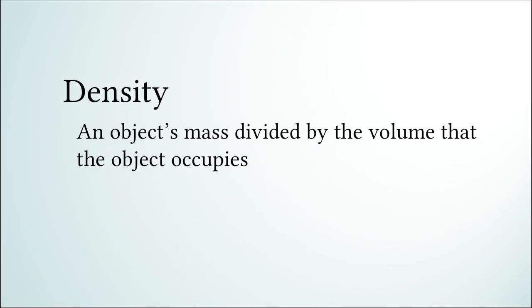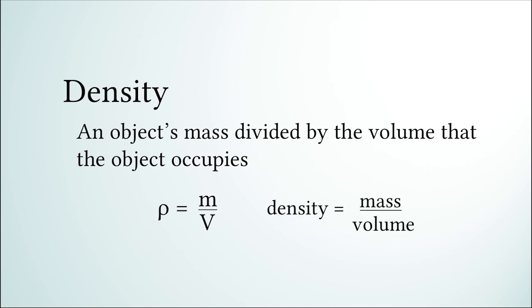Density is an object's mass divided by the volume that that object occupies. And that definition can be shown in this equation. This letter is the Greek letter rho, which represents density. The m is for an object's mass, and the v is for the object's volume. So this equation is the shorthand form of the definition of density. Density is an object's mass divided by its volume.